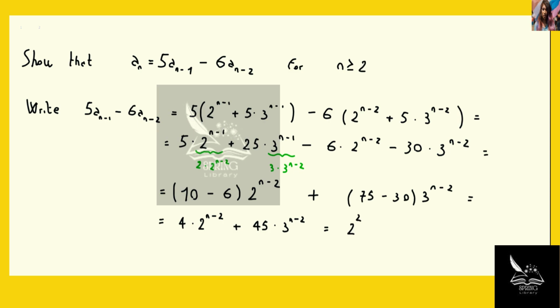Now 4 is 2 squared. And then 45 is 5 times 9. So it's 5 times 3 squared, then multiplies 3 to the n minus 2.